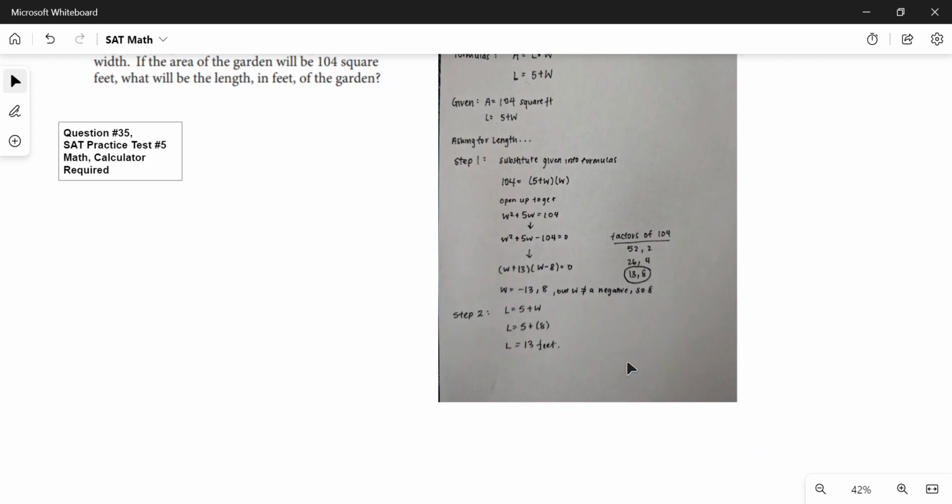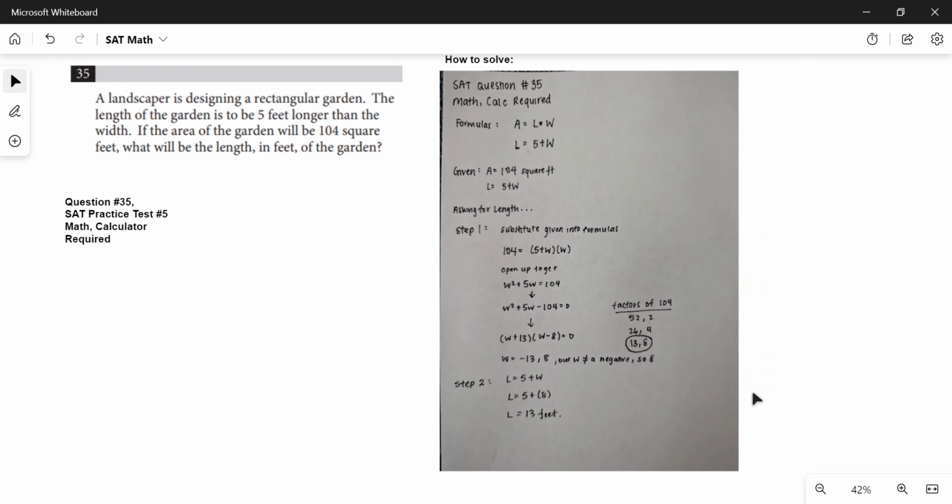So now, since we have the width being 8, we can take our original length function, which is 5 plus the width, and we're doing this because, remember, we have to find the length in feet of the garden. So you can take L equals 5 plus W, and you can substitute our value 8. So that gives you L equals 5 plus 8. So the length equals 13 feet.